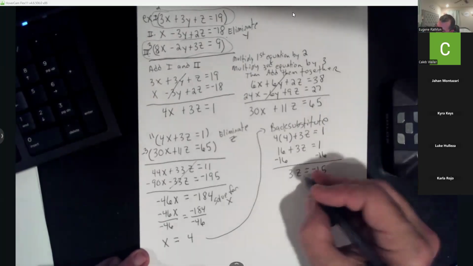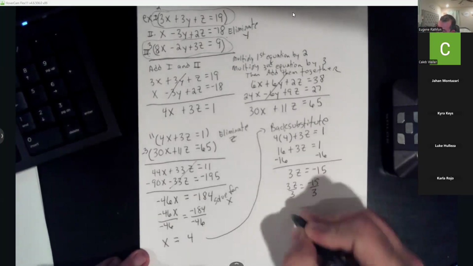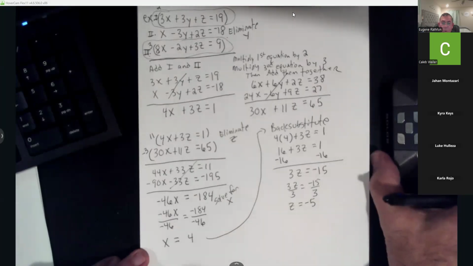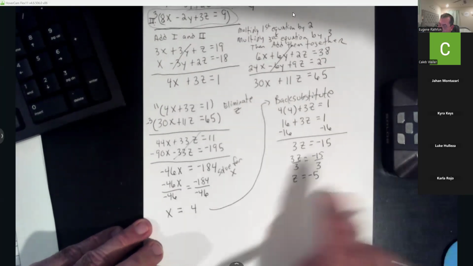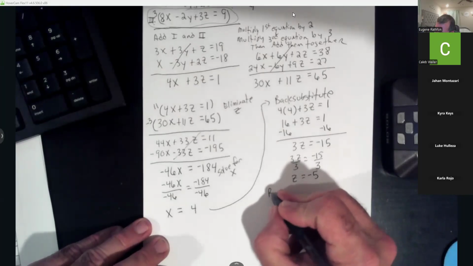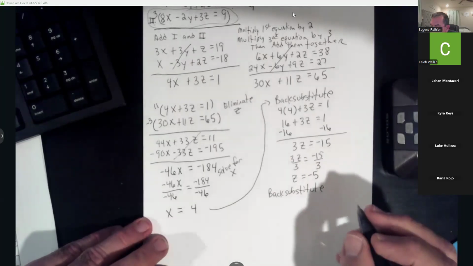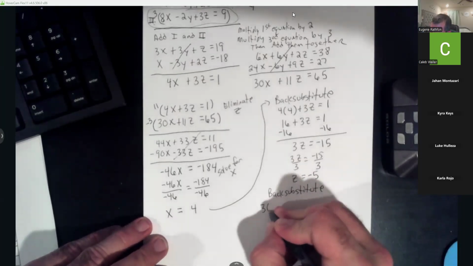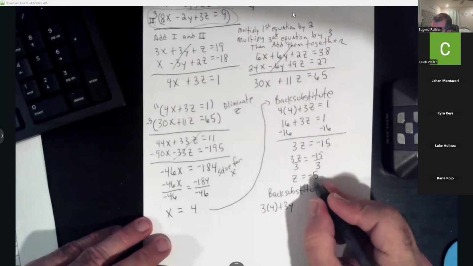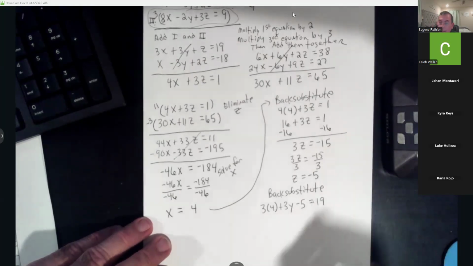Can y'all solve for z by dividing by 3? And my z is now a negative 5. So x is 4. Z is negative 5. I'm going to go into my original equation up there and back substitute both of those. So, y'all, I'm just going to use that first one. 3 times x, which is 4, plus 3y, plus z, which is a negative 5. All those got to equal 19.